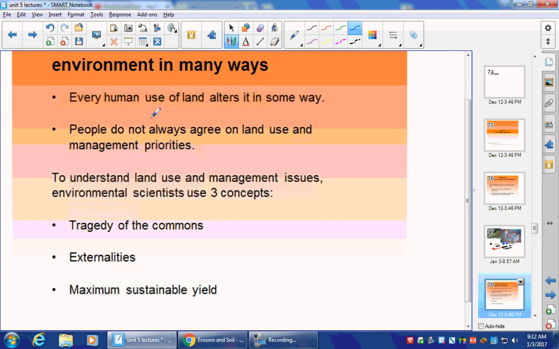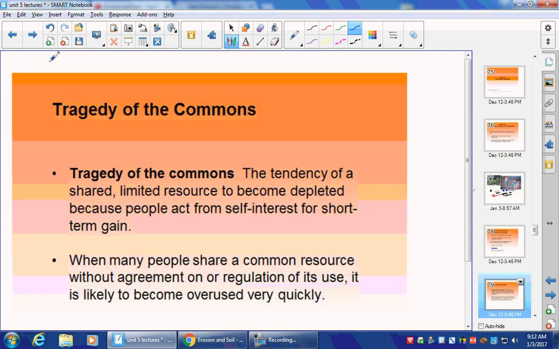Okay. Every human use of land alters it in some way. People do not always agree on land use and management priorities, is what we're just talking about. Tragedy of the commons, externalities, you need to make sure you know that. These are unintended consequences. They could be good or bad, right? But most of the time we talk about them in a negative aspect. And we're going to look at maximum sustainable yield. All right, let's move right along.